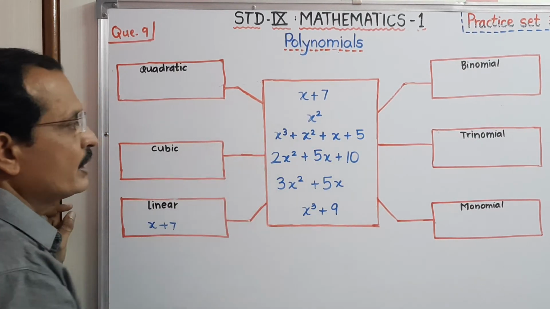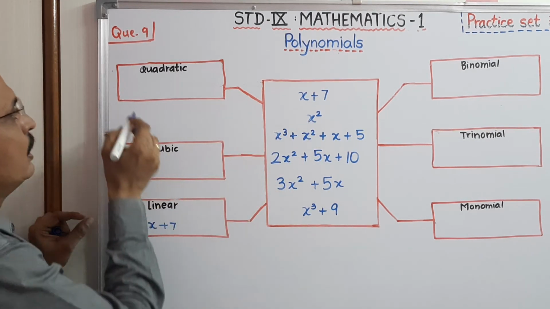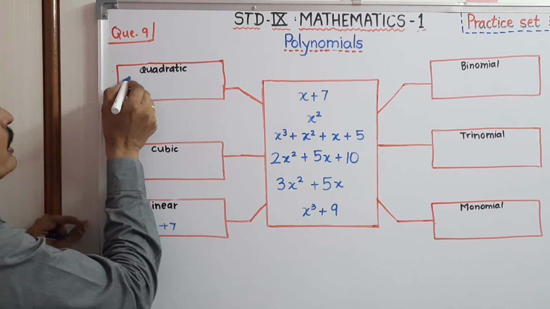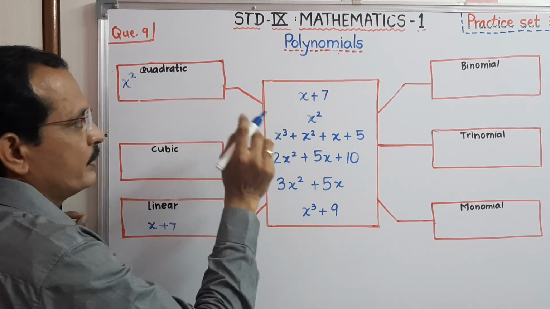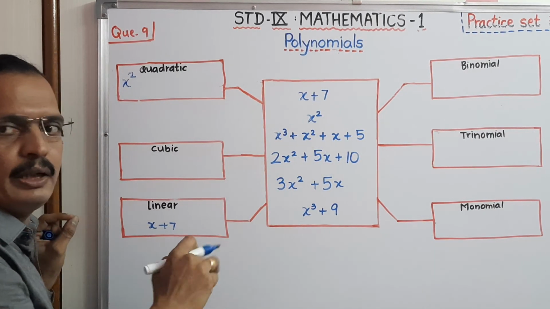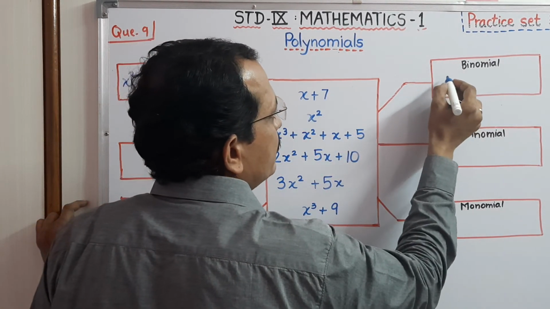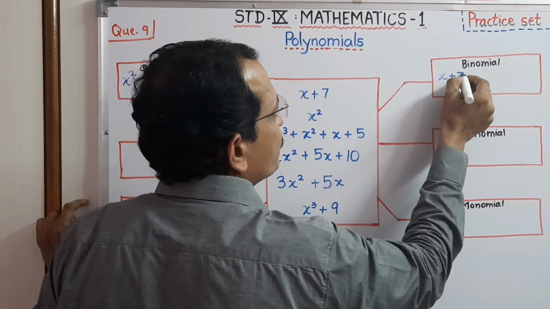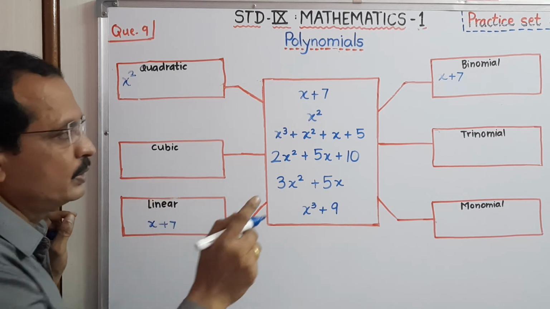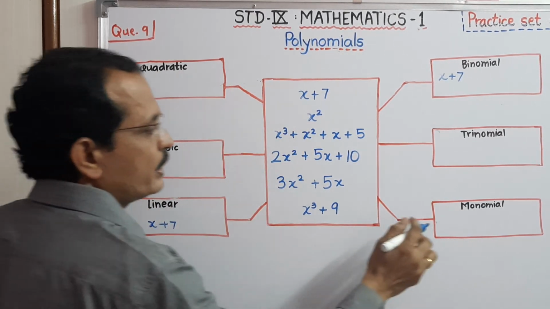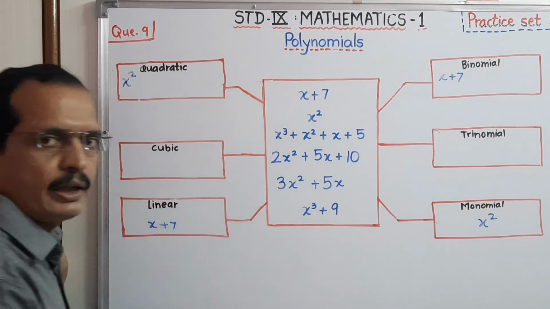Now, see here, this x square has degree 2. Therefore, it is a quadratic polynomial. Therefore, we write here x square. Got it? This x plus 7 contains 2 terms. Therefore, it is a binomial. Therefore, we can write this x plus 7 in this box also. Same thing for this. This x square carries 1 term. Therefore, it is a monomial, and we can write x square in the box of monomial.